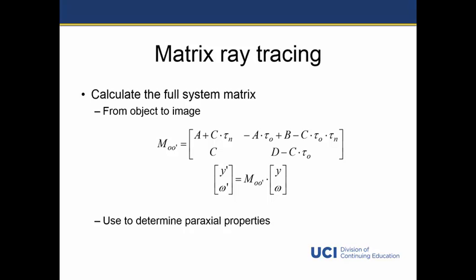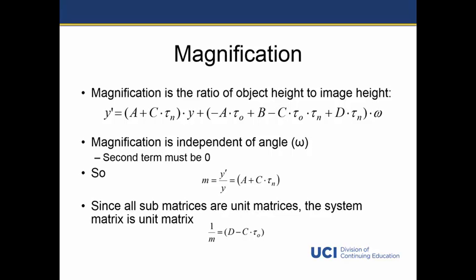Okay? We can also use this matrix ray tracing calculation to determine a lot of the paraxial properties like those we've already talked about. How about the magnification? Magnification is simply the ratio of the image height to the object height, and we can calculate our image height using our system matrix, and you'll notice we have a term that's dependent upon the initial height and a term that's dependent upon the initial angle. But paraxially, magnification is independent of angle, so this term of that matrix must be equal to 0, which tells us that since my magnification is image height to object height, my magnification is simply this term right here.